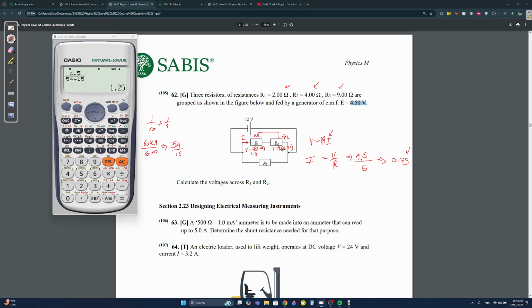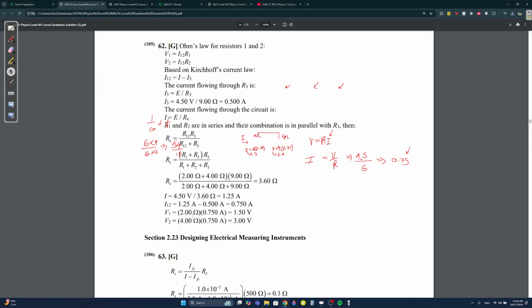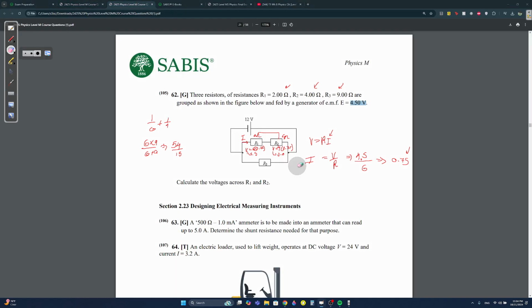Which is 3.0. Okay, so V1 is 1.5, V2 is 3.0. Let me see. Yeah, okay. Why I found the current again is because you need the current for V equals Ri. So why I found it for this branch is because remember the current here is equal to the current here. Okay, why shouldn't I find it for the total circuit?